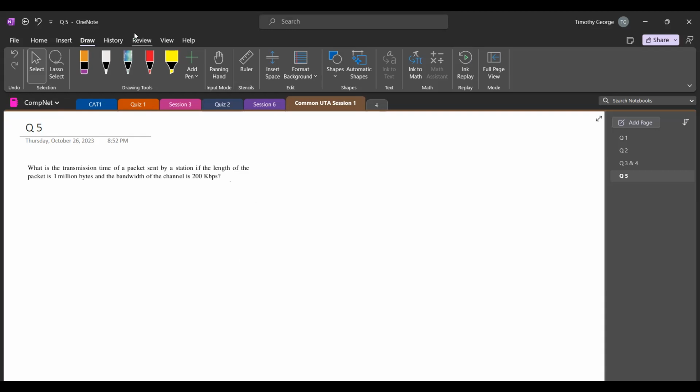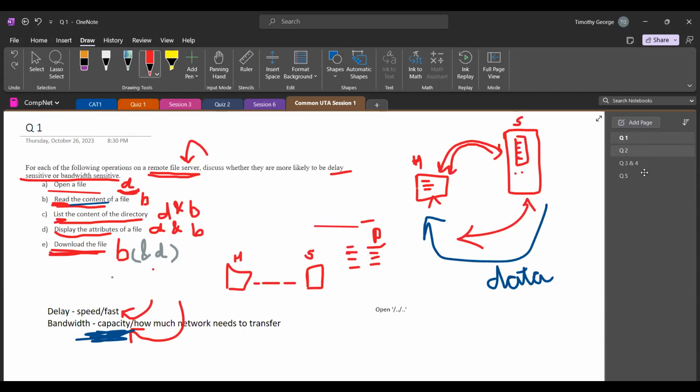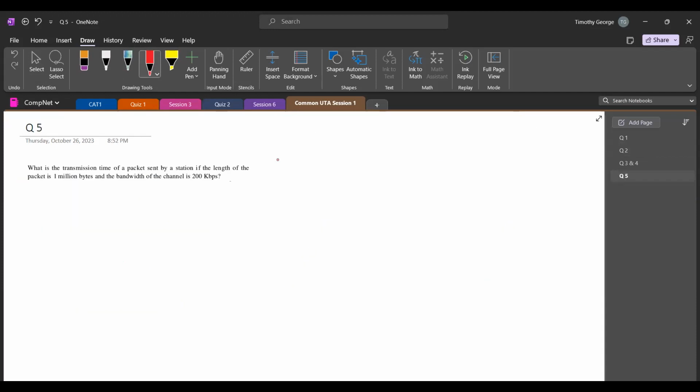This is a little bit more numerical based question, unlike the theory we had seen before. This is from the textbook, from the back end. At the end of your chapter, you have some exercise questions. This is directly taken from that, and it's not a typical question. We are asked what is the transmission time of a packet sent by a station if the length of the packet is 1,000,000 bytes and the bandwidth of the channel is 200 kbps.